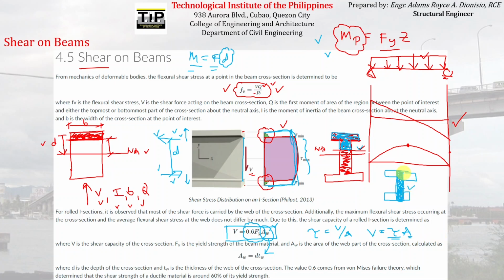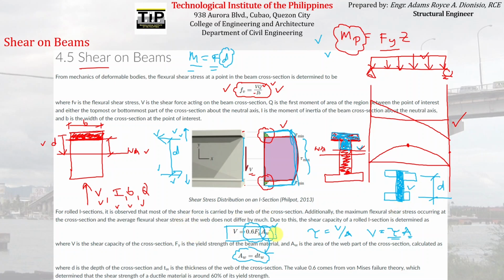We also included the portion of the flange and assume that the shear stress acting here actually extends until the extreme portion or extreme fiber of the cross section. Okay, so that is depicted in this formula, wherein the D is actually the total depth D.